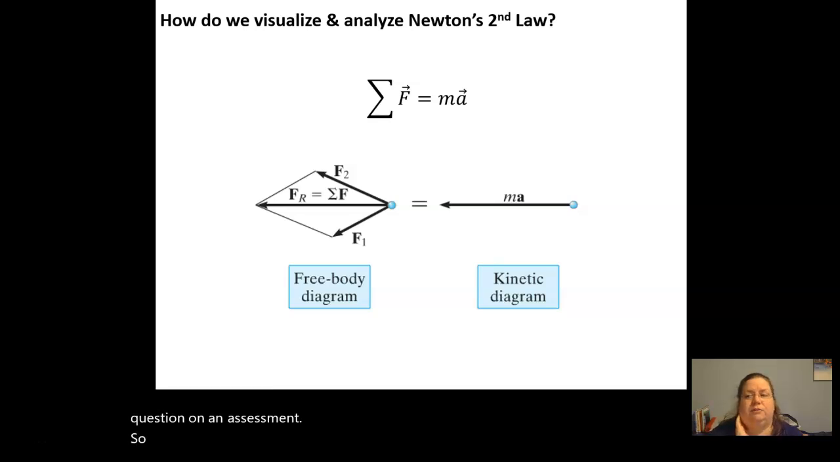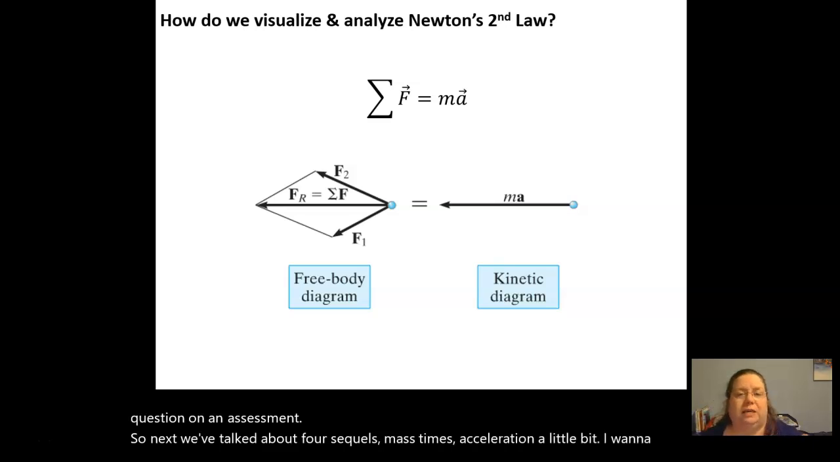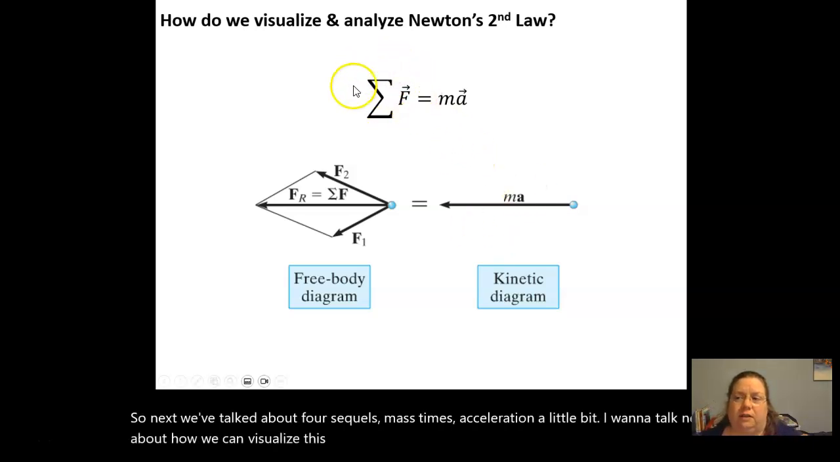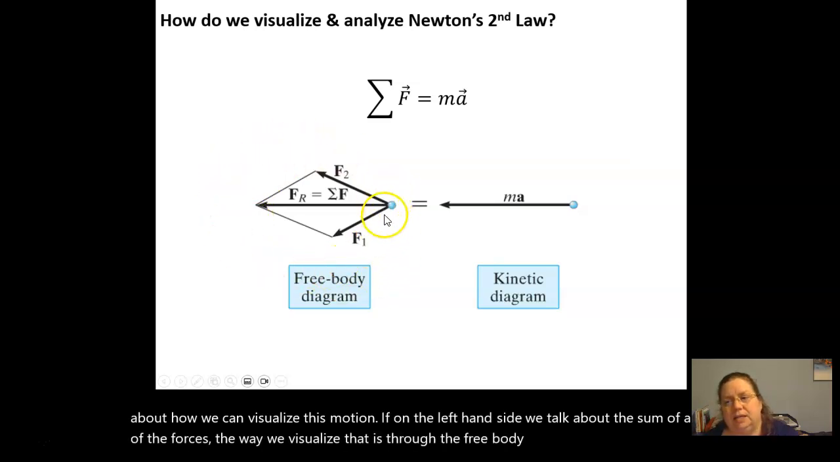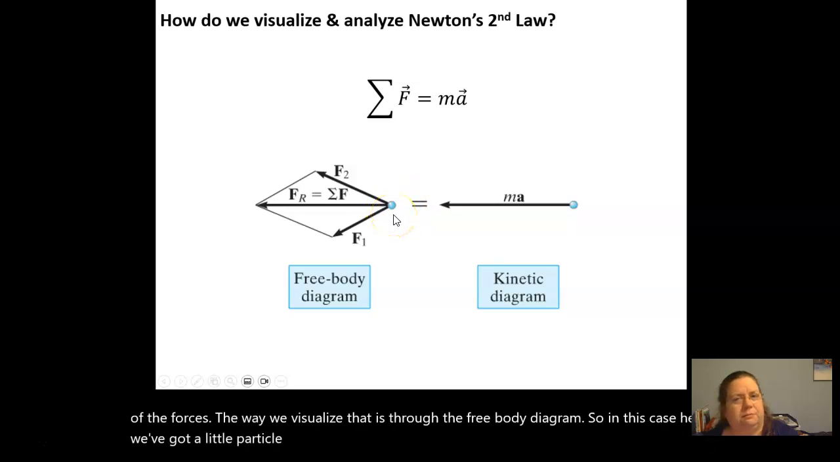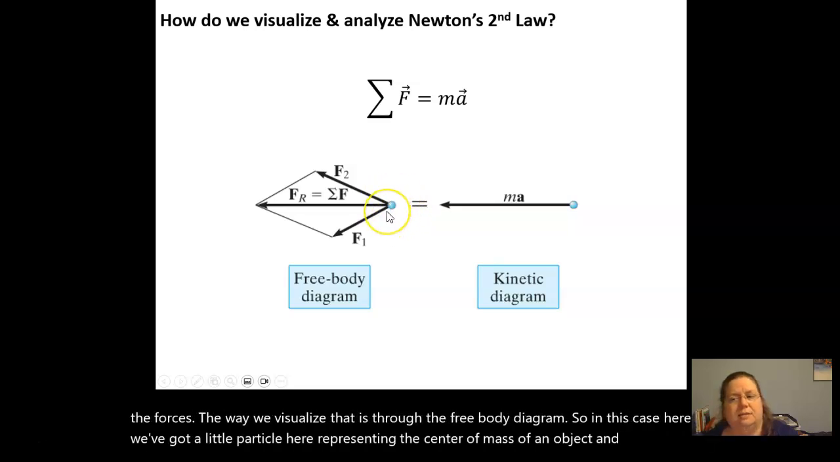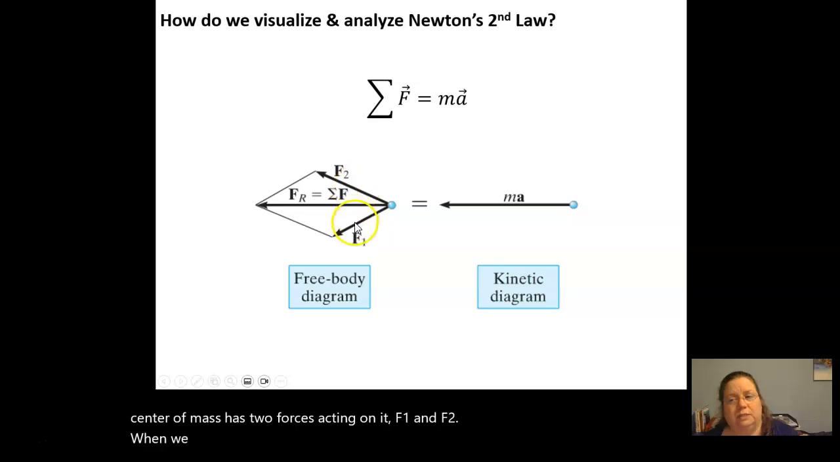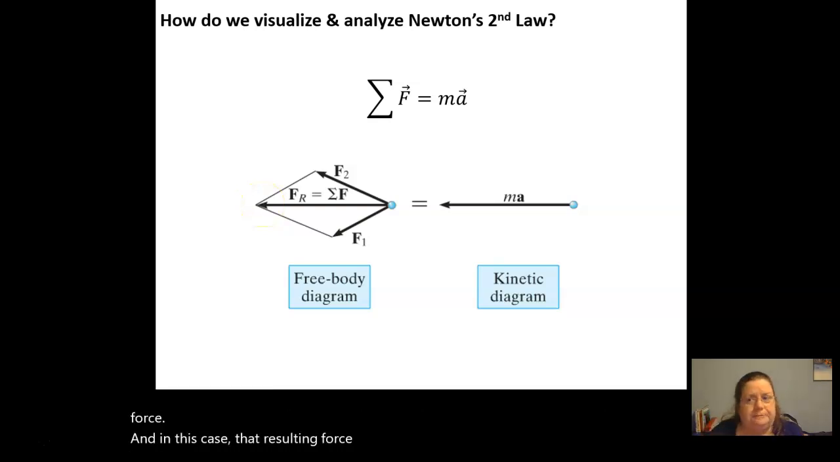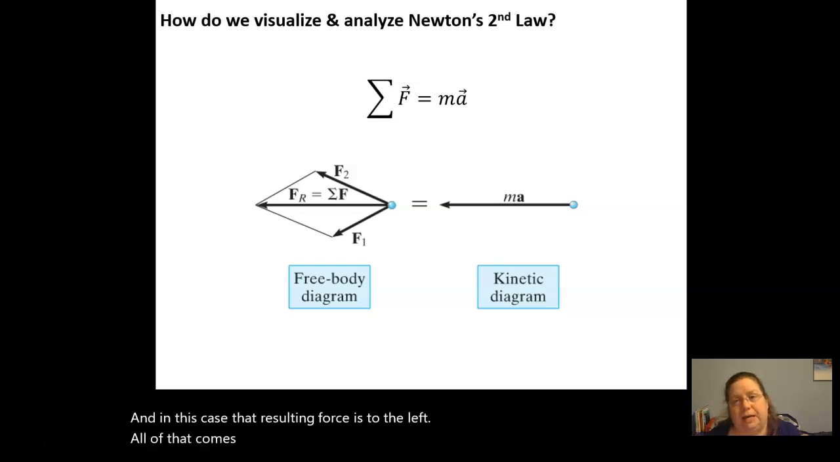So next, we've talked about force equals mass times acceleration a little bit. I want to talk next about how we can visualize this motion. If on the left-hand side we talk about the sum of all of the forces, the way we visualize that is through the free body diagram. So in this case here, we've got a little particle representing the center of mass of an object. And that center of mass has two forces acting on it, F1 and F2. When we add those two forces together, we get the sum of those forces, or the resulting force. And in this case, that resulting force is to the left. All of that comes out through the free body diagram.